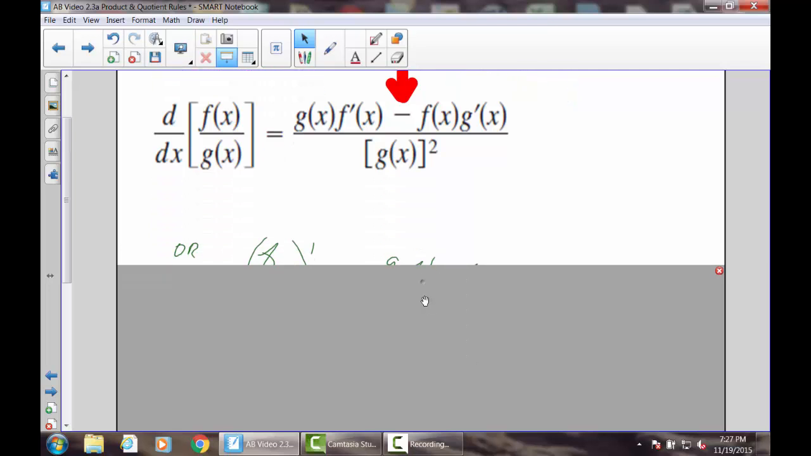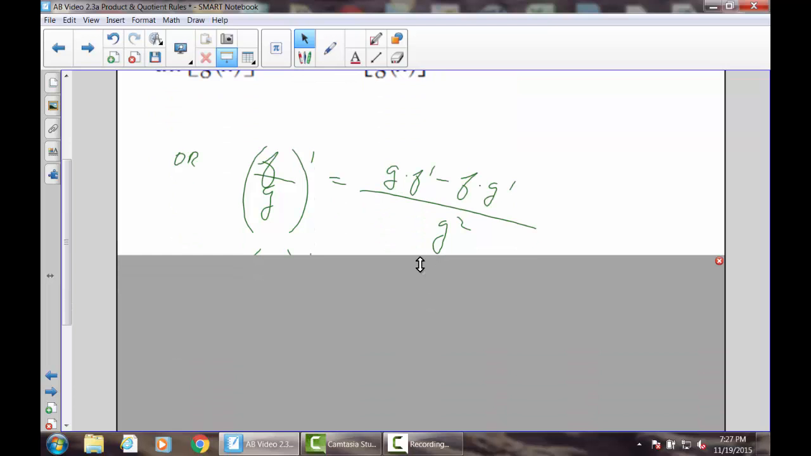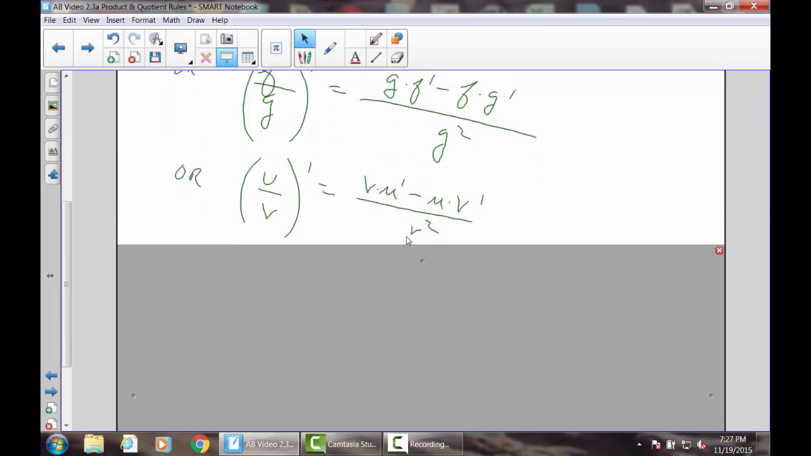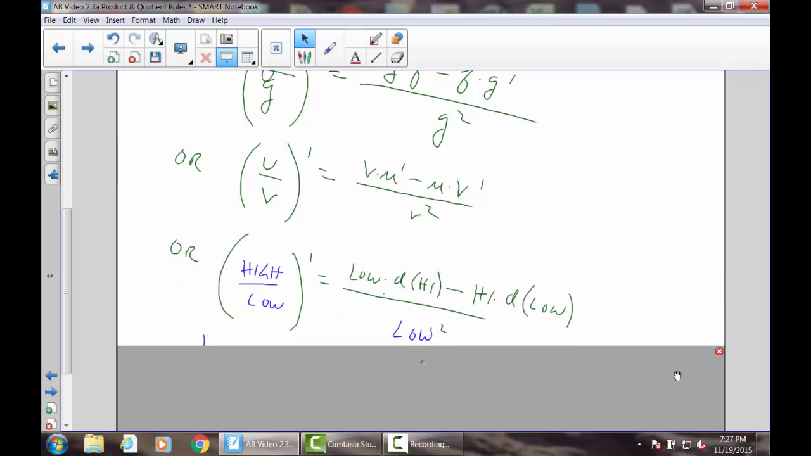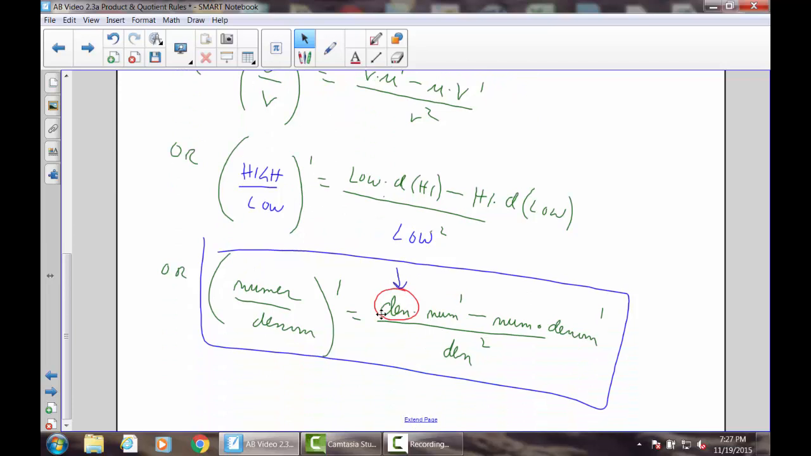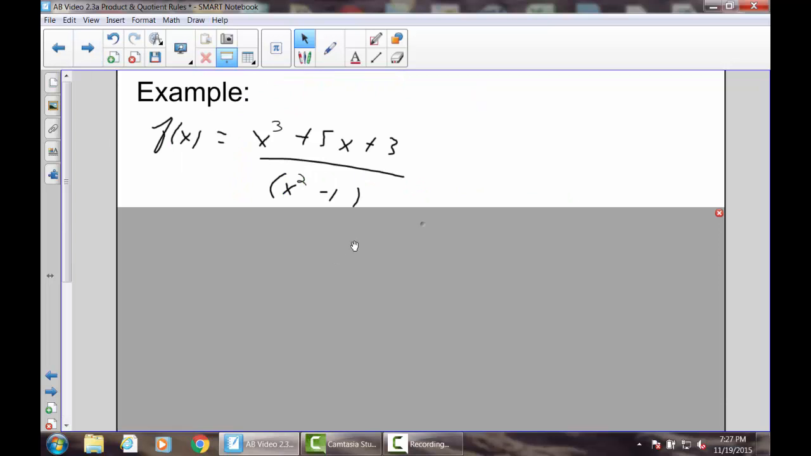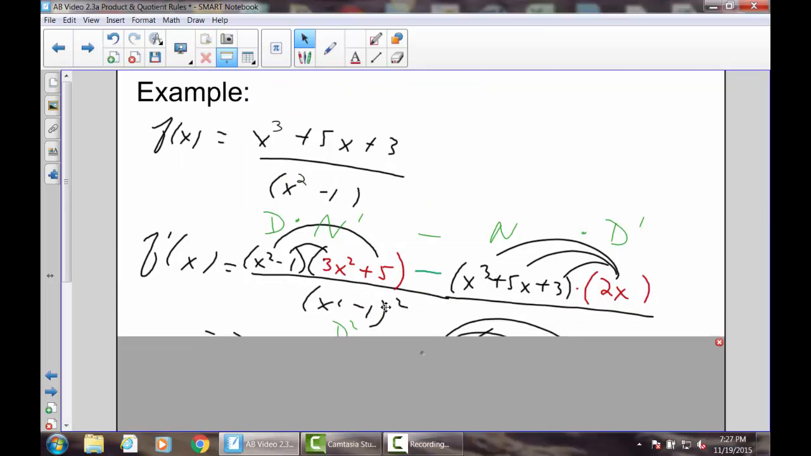Again, many different ways to write this out. Here it is without the x's. Here it is with u and v. I know some people use the low d high and high d low. That one's never worked for me very well. Personally, my favorite is to learn it as it's denominator times derivative of numerator minus numerator times derivative of denominator all over the denominator squared. So here's an example. So we have the denominator squared.